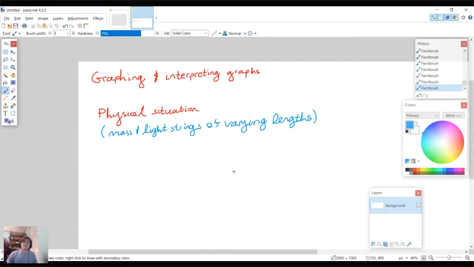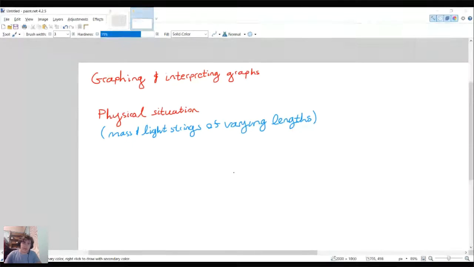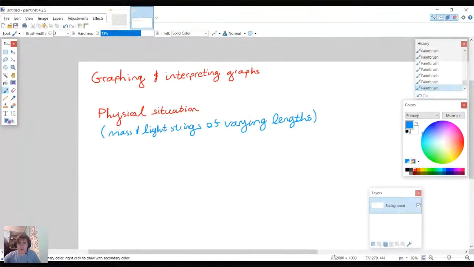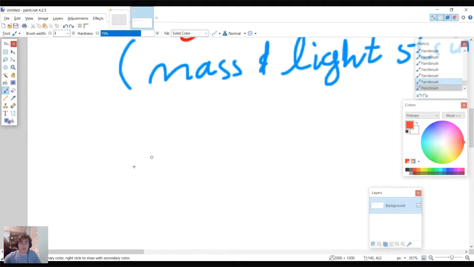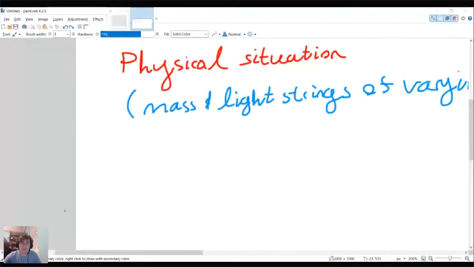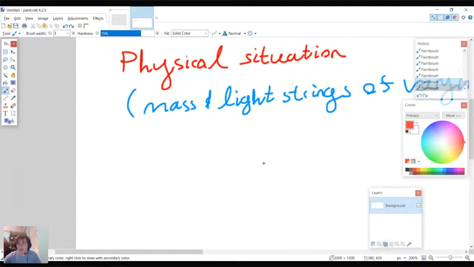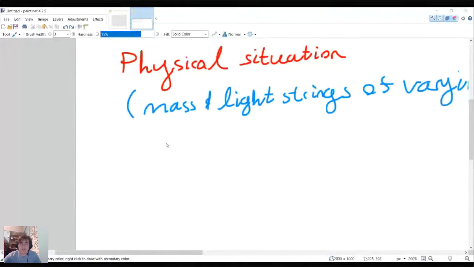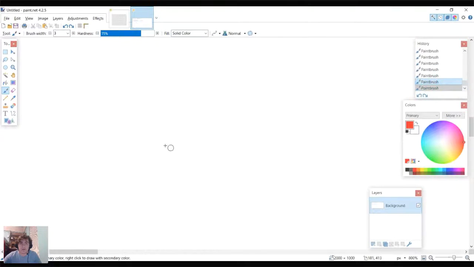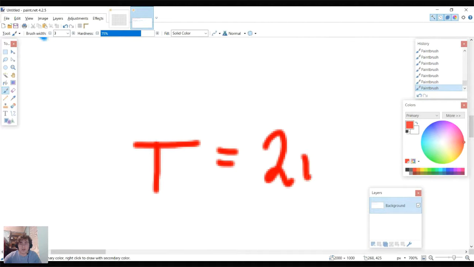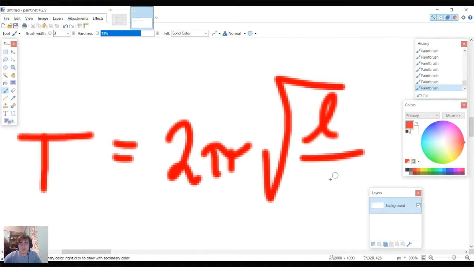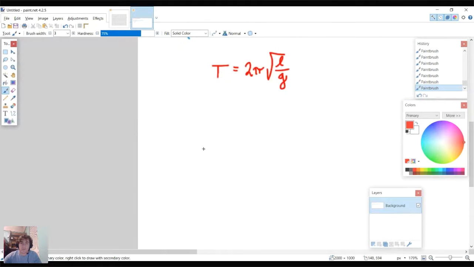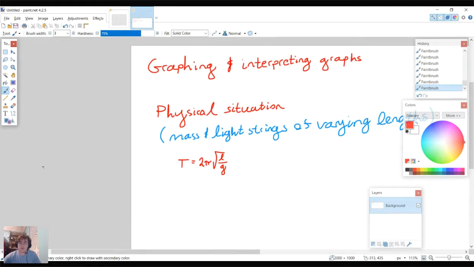For this specific situation, you don't need to do any math because the formula is straight on the formula sheet. It'll ask you to derive an experiment using mass and light strings of varying lengths to find the acceleration due to gravity. And you're also given a stopwatch. The whole point there is you should remember this relation: period is 2 pi times square root L over g. That's straight from the formula sheet.